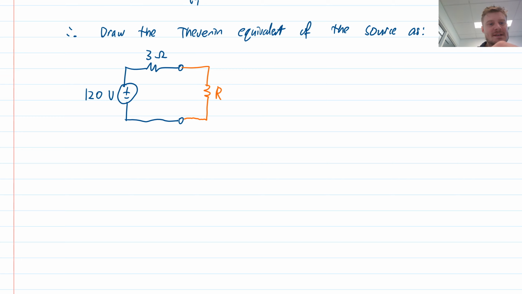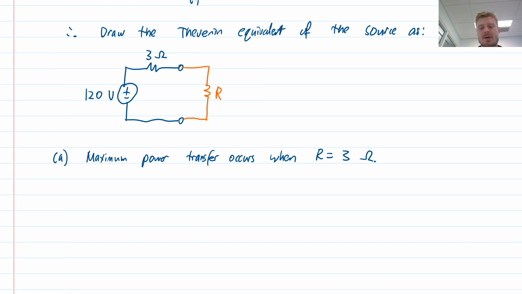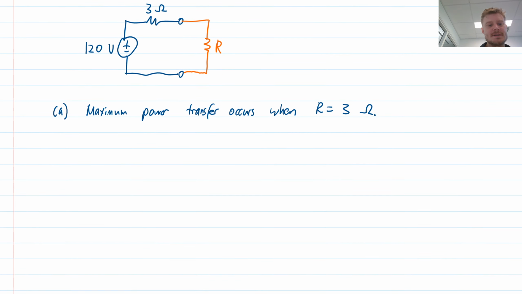So the condition of maximum power transfer, so we can answer our questions. Part A was, what is the value of R that will lead to maximum power transfer? So maximum power transfer occurs when R is 3 ohms, right? When the impedances are matched, or resistances are matched. That's maximum power transfer. And then part B asks us, well, how much power actually is that?